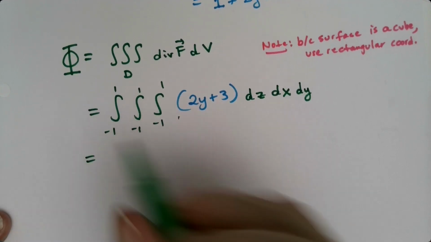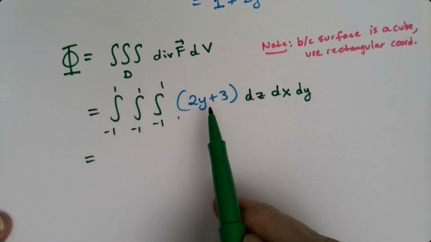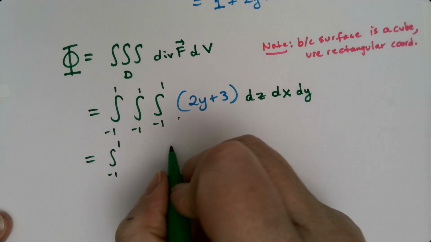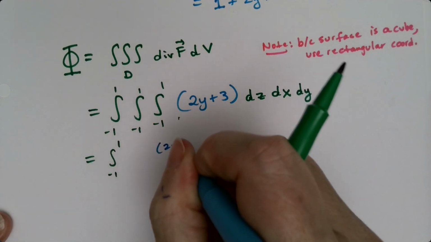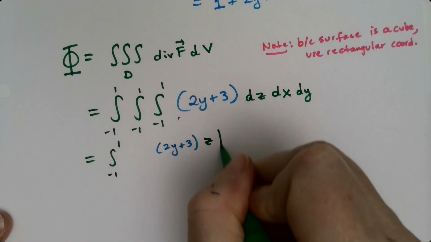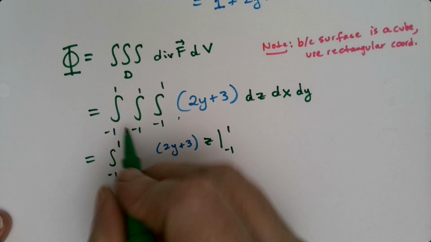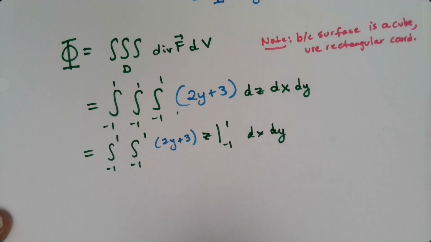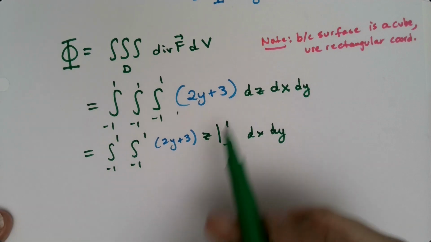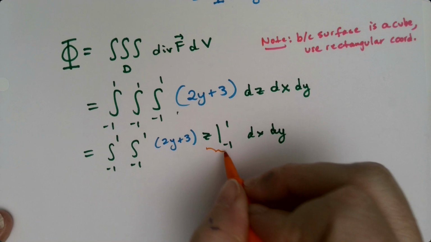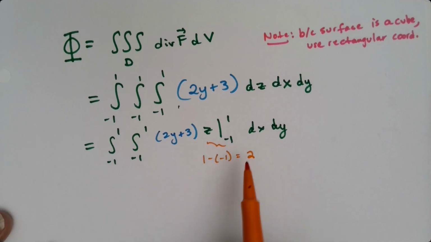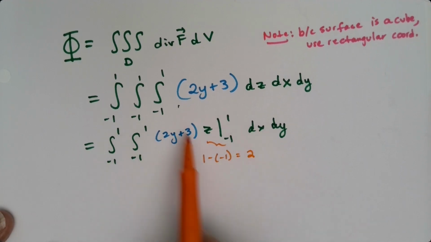All right, now let's think about this for a second. This doesn't have a z in it. So when we integrate with respect to z, it's going to have 2y plus 3 times z, but z goes from -1 to 1. Here, -1 to 1 dx dy. Okay, so that's going to be 1 take away -1, right, when we substitute in. And 1 take away -1 would be 2. And the same thing's going to happen with x. There's no x in this.